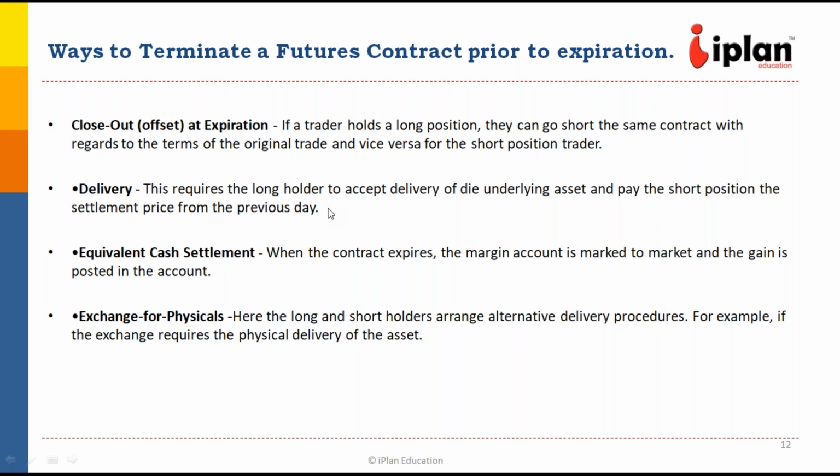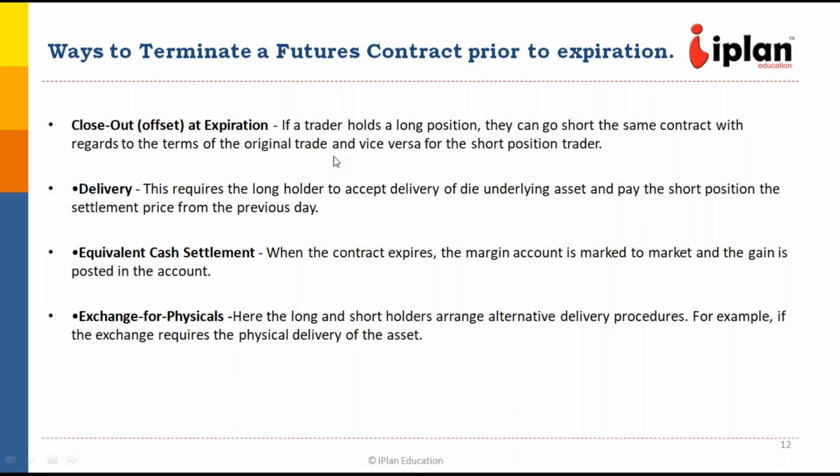And then we have equivalent cash settlement. When the contract expires, the margin account is marked to market and the gain is posted in your account. Quite possibly you forget to offset your account. Remember, you forget to offset your account. So you purchase a contract, and you forget to sell it on the date of expiry. So you are not offsetting. You are buying, you are selling, you are offsetting your contract.